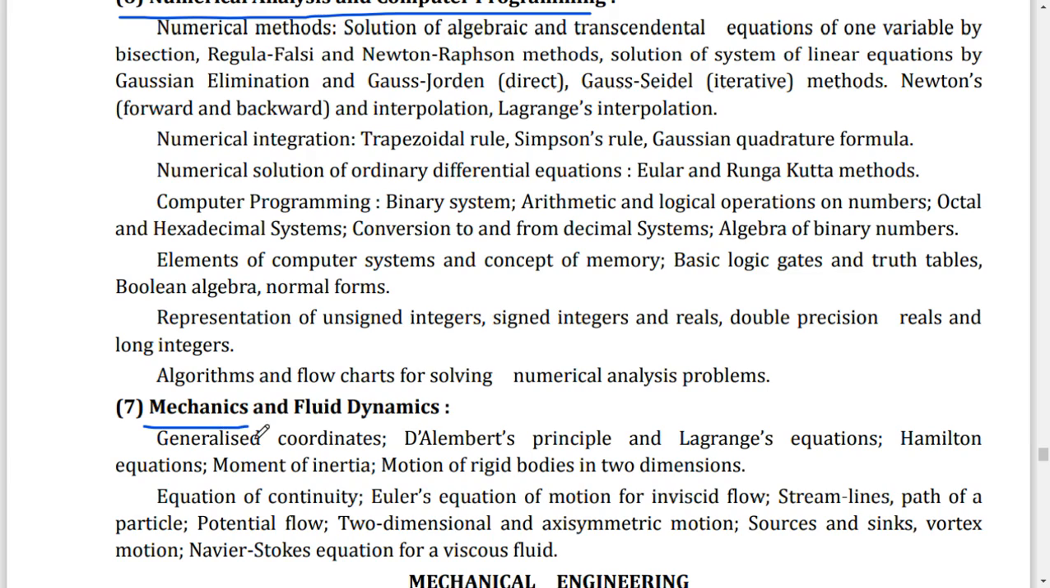7. Mechanics and Fluid Dynamics. Generalized coordinates, D'Alembert's principle and Lagrange's equations, Hamilton equations, moment of inertia, motion of rigid bodies in 2 dimensions, equation of continuity, Euler's equation of motion for inviscid flow, streamlines, path of a particle, potential flow, 2-dimensional and axisymmetric motion, sources and sinks, vortex motion, Navier-Stokes equation for a viscous fluid.